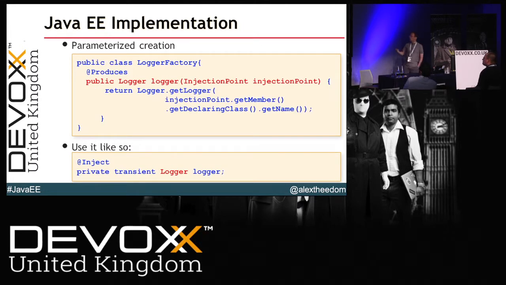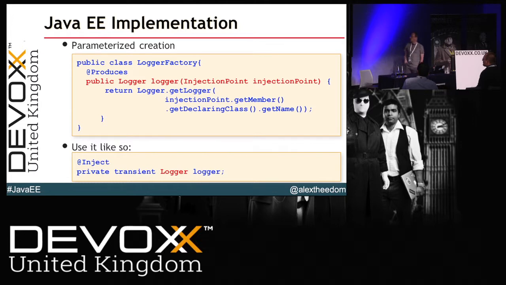That's not all. We can do more. We can actually pass something quite interesting into a producer method. Here we're passing in an injection point object. The injection point object contains metadata about the class that it was injected into. So in this case, we can use the injection point to get the name of the class to instantiate our logger object and return this to our class.